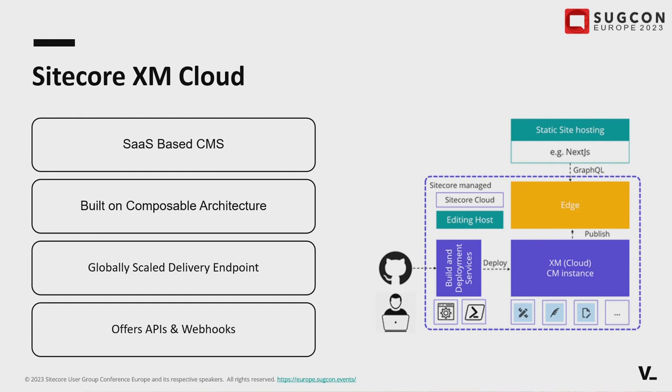XM Cloud is a completely new CMS platform compared to its predecessors and previous versions. It's completely SaaS based and built on a composable architecture, so all the provisioning follows the best principles. It's a globally scaled delivery endpoint. Compared to the traditional CD servers, it has its own Experience Edge, a fancy new term, which is globally scaled. You don't have to worry about scaling your CDs; it's automatically done and provisioned for you. And finally, it offers you fancy APIs and webhooks that you can use in your integrations.